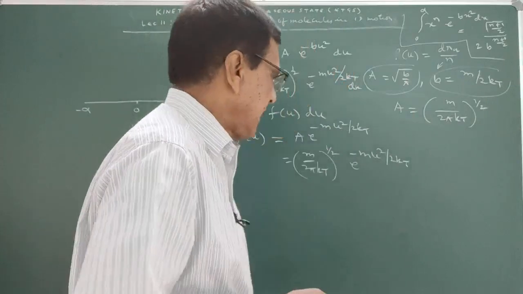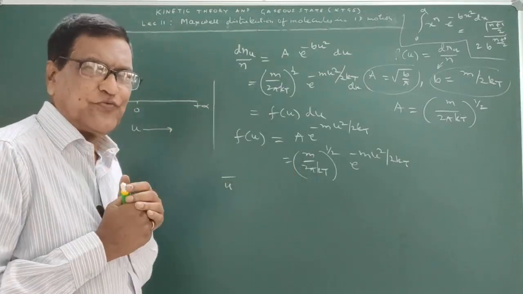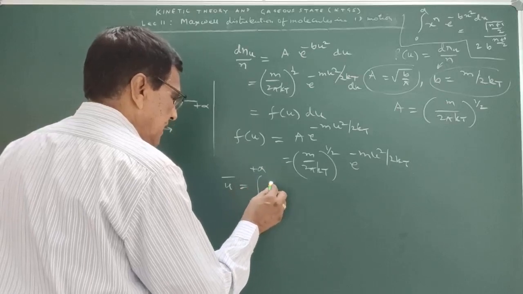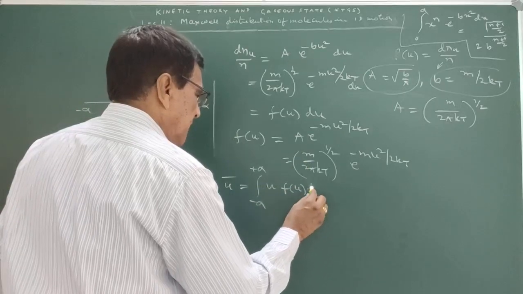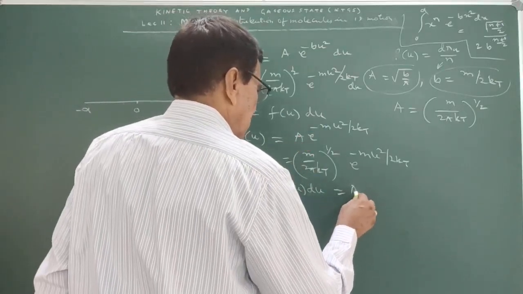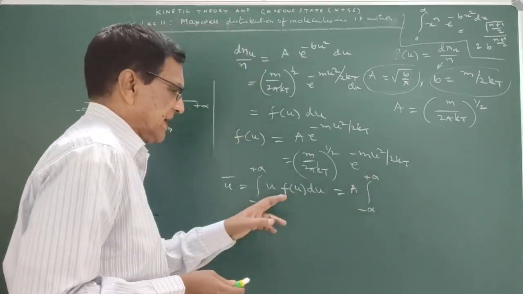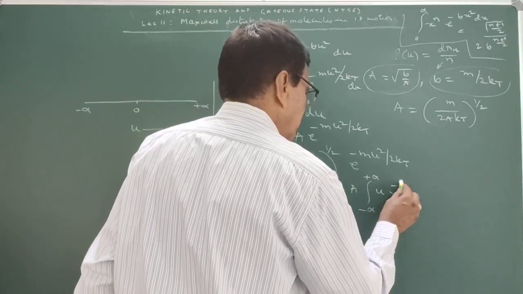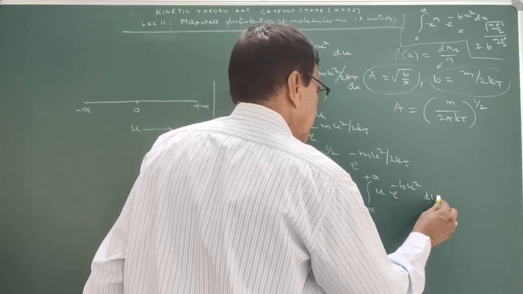So from this distribution function, we shall also calculate the average value of this x component velocity. Average value of x component velocity means u bar, and this will be equal to the integral from minus infinity to plus infinity of u f(u) du. This is equal to, this A will come outside, the integral from minus infinity to plus infinity of, instead of f(u), A e to the power minus b u square, into du.